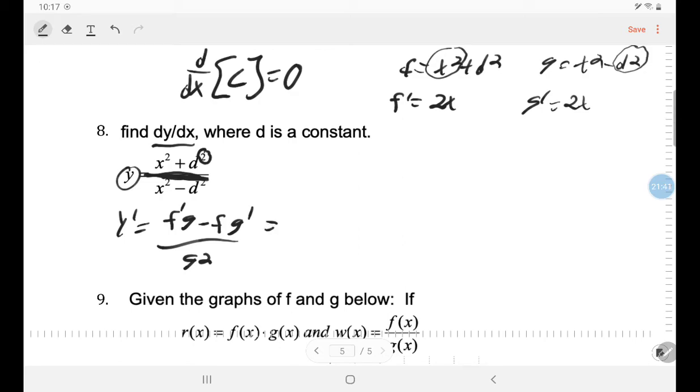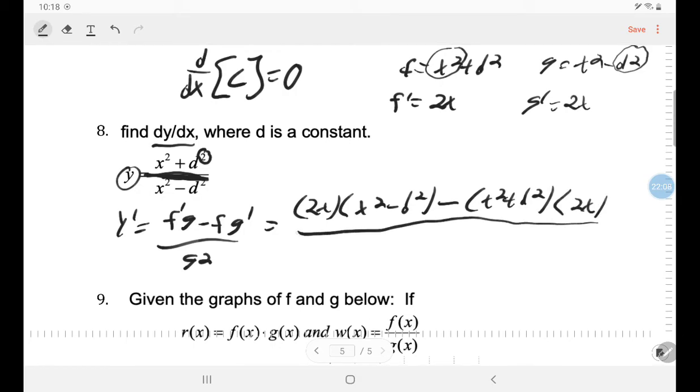And we plug in. So f prime is, I'm sorry, it is not x squared. F prime is 2x times g, which is x squared minus d squared, minus f, x squared plus d squared, times my g prime, 2x, and then my g squared is my x squared minus d squared quantity squared.